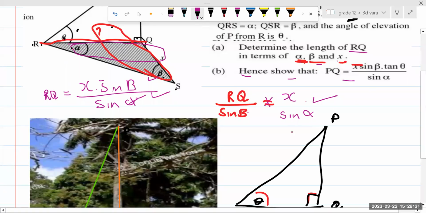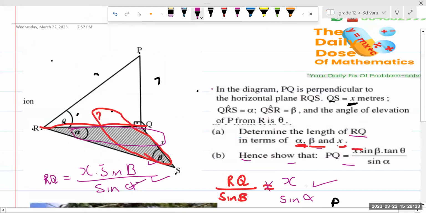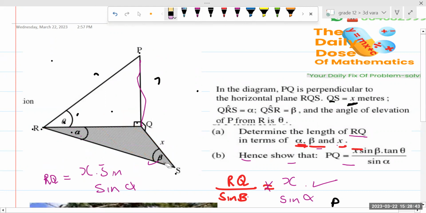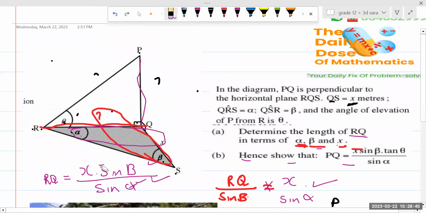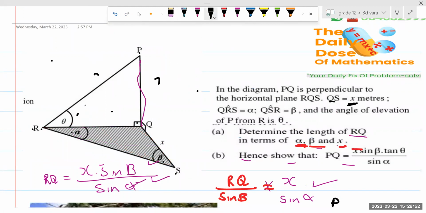Hence, show that PQ. So we're looking for PQ now. Then we check which triangle is going to give us PQ. Which triangle is giving us PQ is this one. But remember, guys, we already decided what RQ is. So if we don't want to write RQ, we can say RQ is given as x multiplied by the sine of beta all over the sine of alpha. This is stage one.